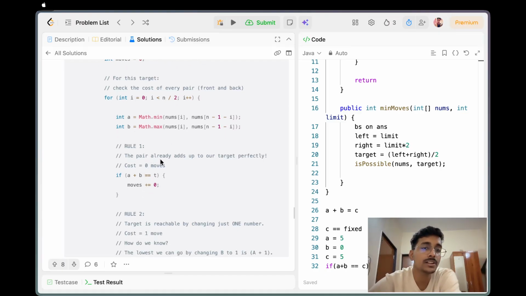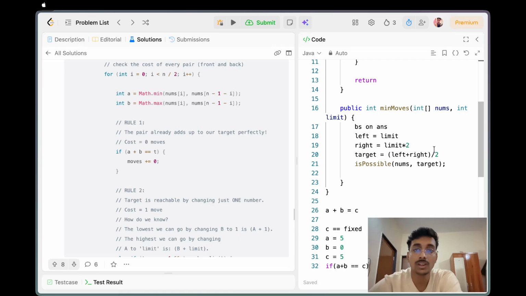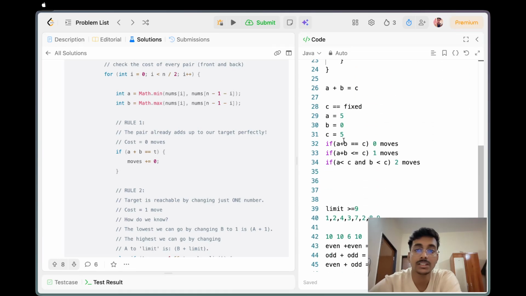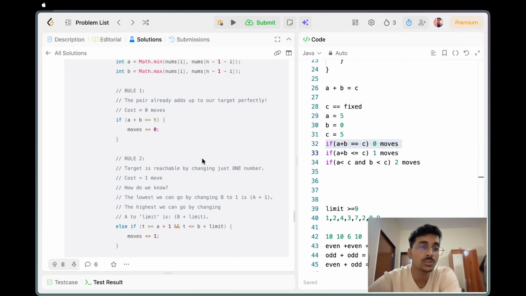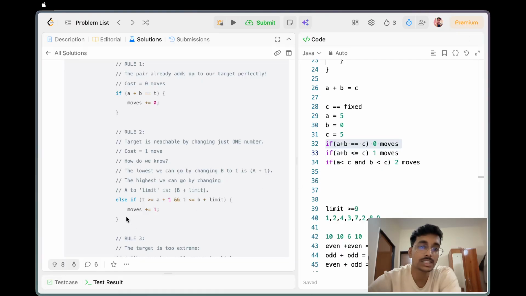Rule 1, the pair already adds up to our target, perfect. Cost is 0. Yeah, that's what I was thinking here, right? Rule 2, target is reachable by changing just one number. Cost is one move. How do we know? Yeah, that's what I was thinking here.